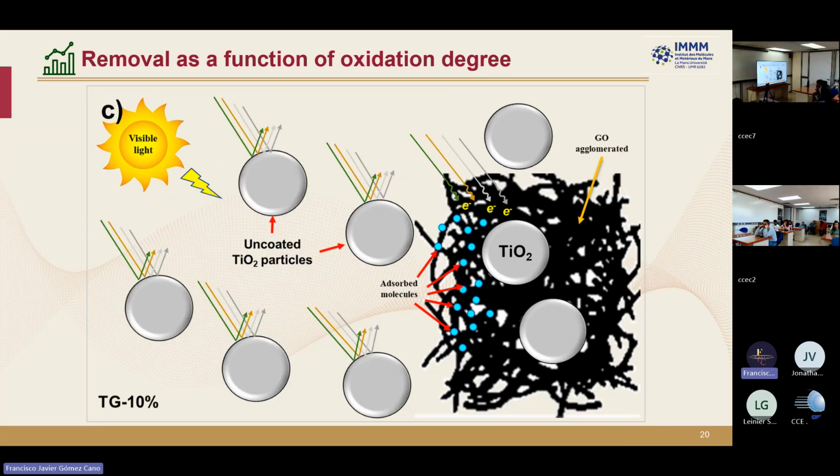And finally, with 10%, at this concentration the structure is very different. Under visible light, graphene oxide absorbs the light and can produce electrons, but the structure is dense and dark, and the light cannot reach most of the titanium dioxide particles.